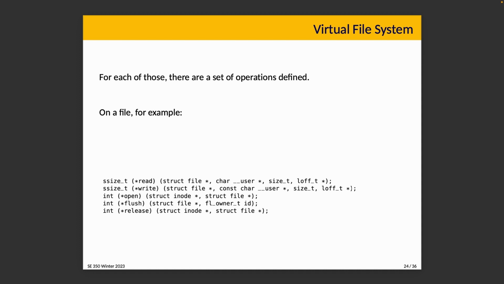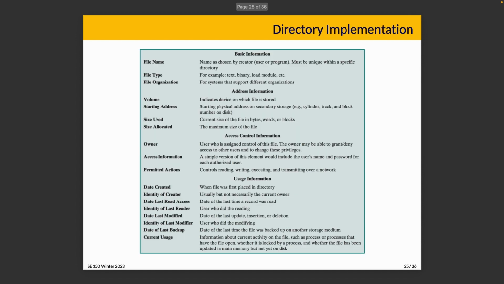without having to care about the specific implementation, because the underlying file system will have a different way of flushing data out to make sure that everything in the cache is written out. There's going to be different implementations from different file systems, so it's nice if we don't have to concern ourselves with the specifics. We'll also talk about directory implementation.